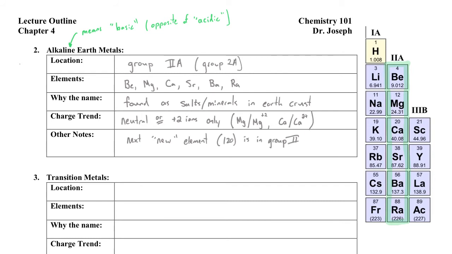The only additional note I might have at this stage is that the next new element, which would be element 120, would belong in group 2 and should theoretically have some of the same properties that other group 2 elements would have as well. So that's group 2, the alkaline earth metals. Let's continue forward and look at the next groups that we find on the periodic table.